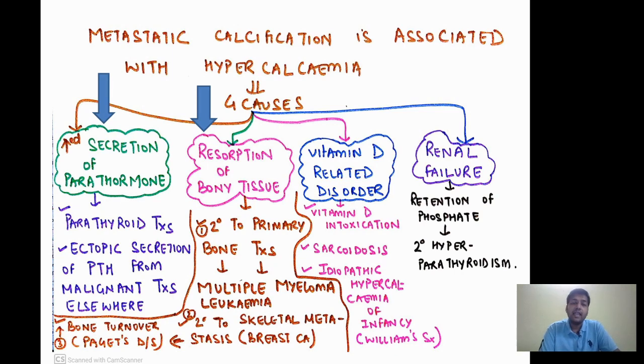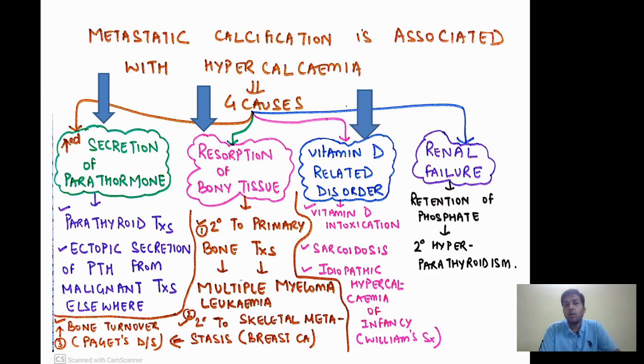Firstly, it can occur secondarily to the primary bone tumors, for example multiple myeloma or leukemia. Again, it can occur secondary to skeletal metastasis. For example, there is a metastasis of a breast cancer to the bones, to the skeleton, and because of that tumor there is an increased resorption of bony tissue and hypercalcemia leading to metastatic calcification. And the third condition is increased bone turnover that occurs in Paget's disease. So all these 3 come under resorption of the bony tissue.